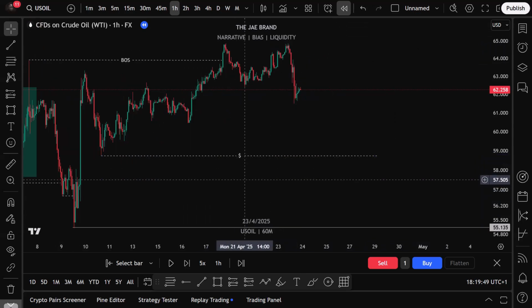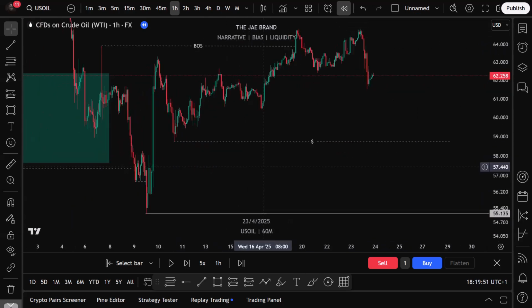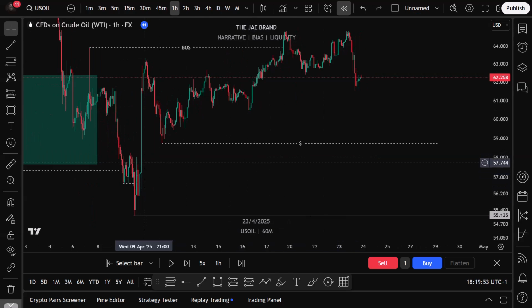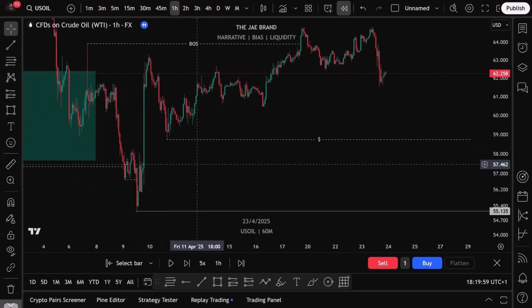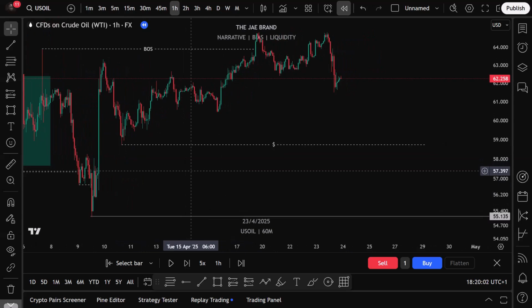Meanwhile, this is known as my structural liquidity. And then what next am I looking for? I'm looking for a valid point of interest where I can confidently take my trade from.